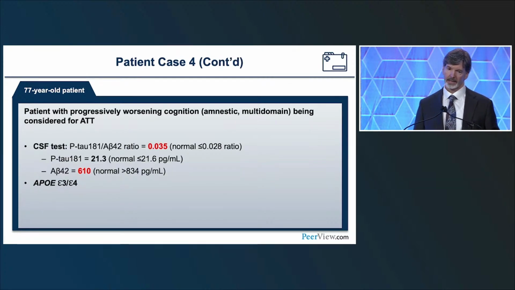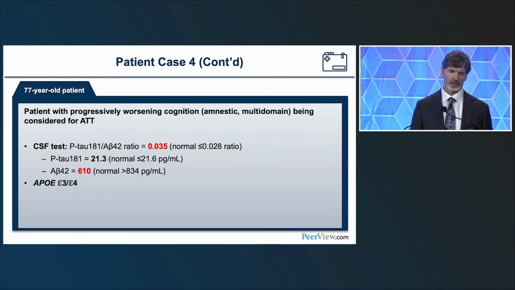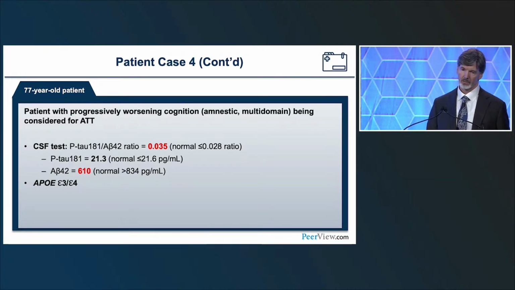So this person had a CSF test that was positive. The ratio at our institution at the moment, and that does change, is 0.035, which is positive. It's above the ratio cutoff. The p-tau 181 was actually in the normal range, but the A-beta 42 was low enough that it made that ratio go positive. The patient was E3, E4.